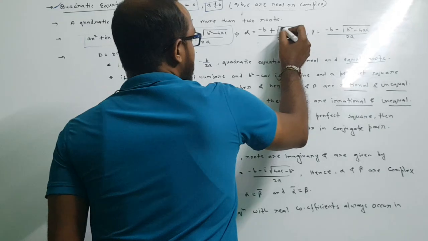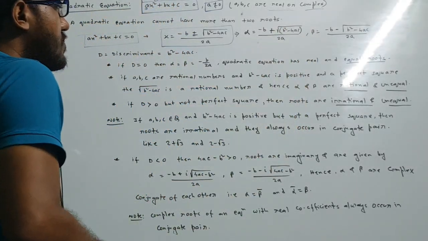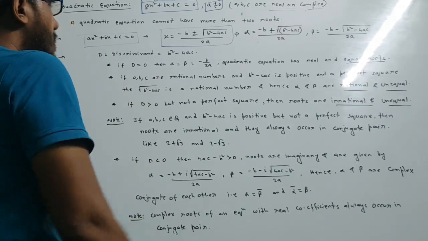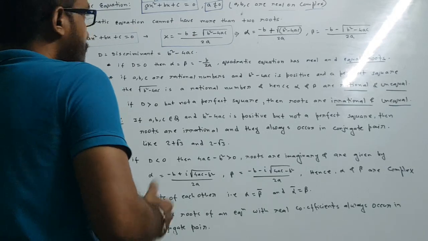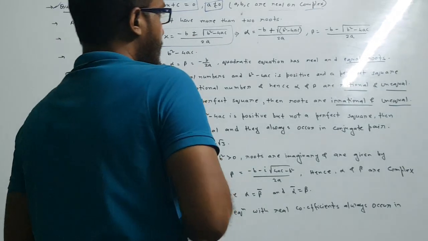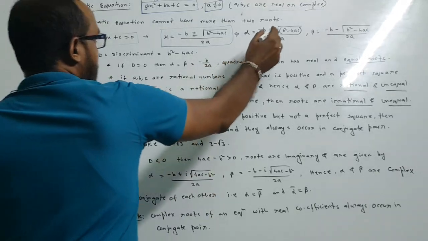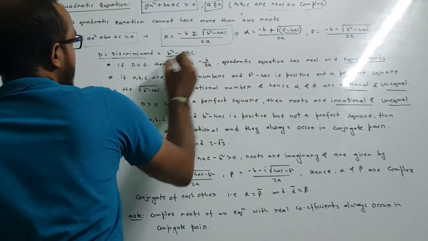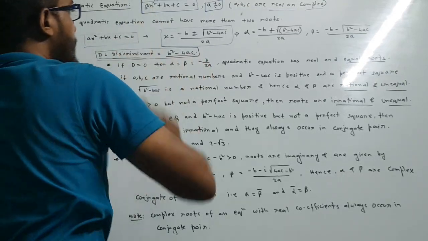Now this square root term, b square minus 4ac, we already know whatever is in the root should be greater than or equal to 0, because the square root of a negative number is undefined. Here b square minus 4ac is known as the discriminant of the quadratic equation.